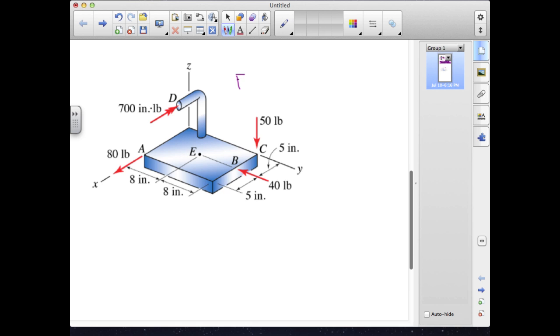The resultant force in this case is very straightforward since we have three force components each acting in an individual component direction, so we can just write down the result directly. The resultant force is 80I minus 40J minus 50K pounds. For the resultant moment, we have the 700 inch-pound force couple, which is acting in the minus I direction, so that'll be minus 700I.